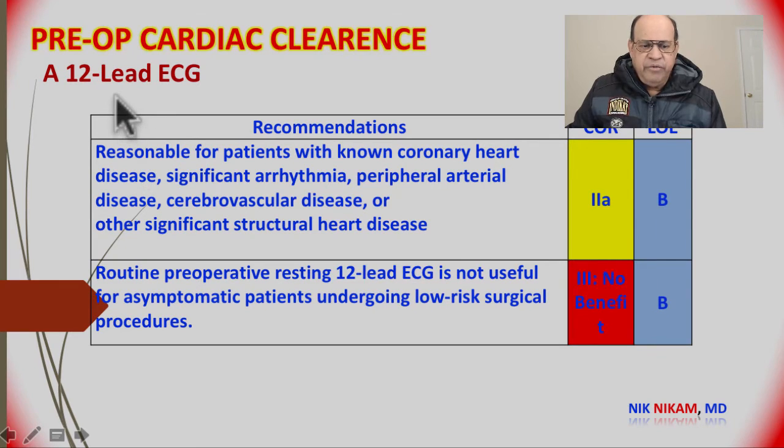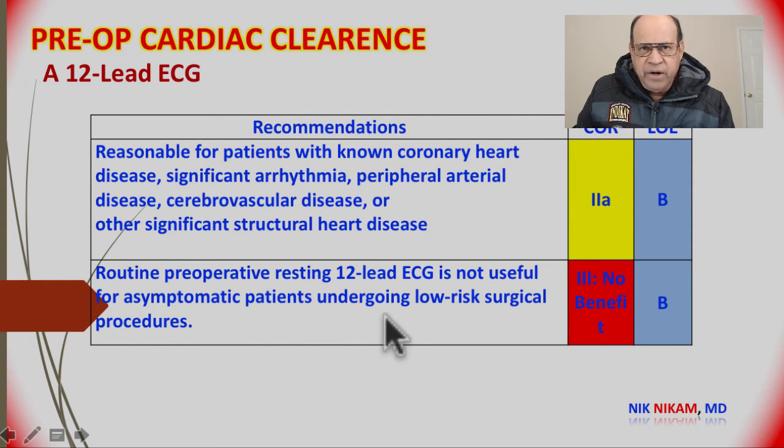Let's talk about a 12-lead electrocardiogram and look at some of the recommendations by the American College of Cardiology and the American Heart Association 2014 recommendations. It is reasonable to do an electrocardiogram in patients with coronary artery disease or patients who have significant arrhythmias, patients who have peripheral arterial disease, cerebrovascular diseases, or structural heart disease. That's a no-brainer. They say routine electrocardiogram is not recommended in asymptomatic patients going for low-risk surgical procedures, such as going for endoscopy or going for a biopsy as an outpatient.